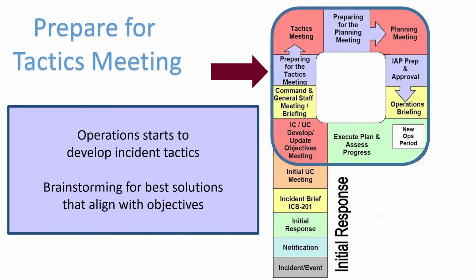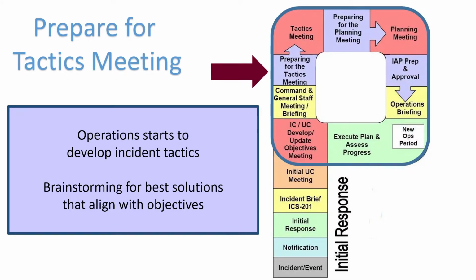The next phase of the Planning P is really more of a period of time versus a meeting or briefing. This is the brainstorming time for the operations section, the doers of the incident. During this time, the operations section should be developing a set of tactics that align to the incident level objectives and be prepared to share them at the tactics meeting.